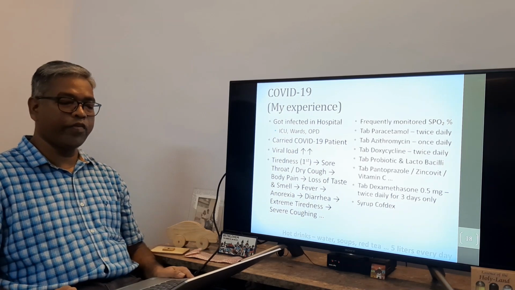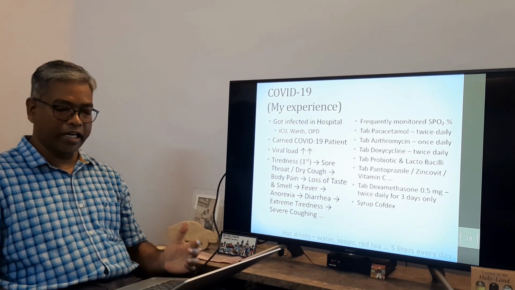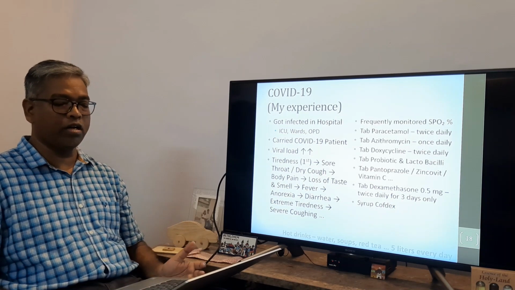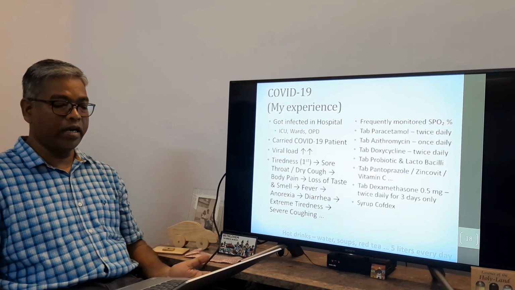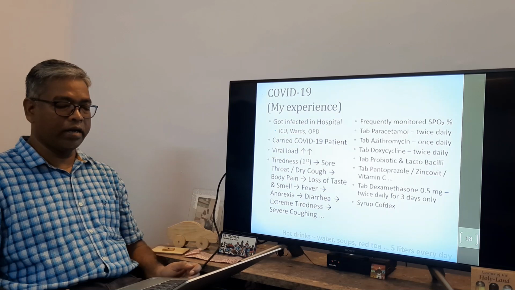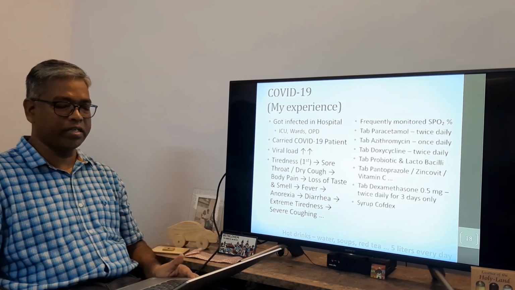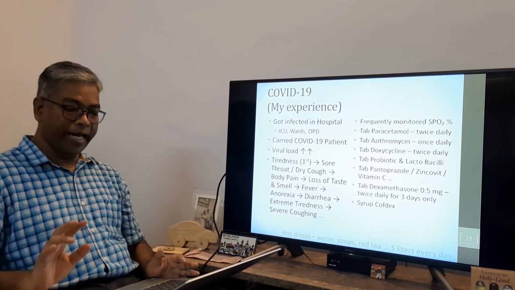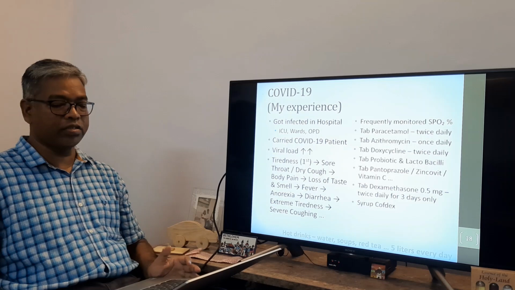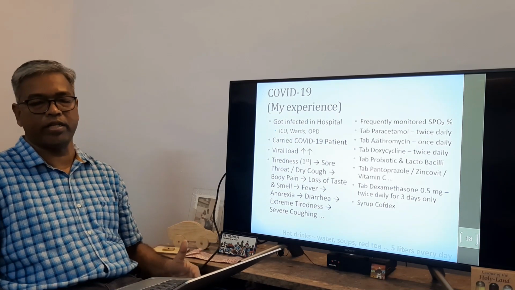And I frequently monitored my oxygen saturation, and I mainly took paracetamol, azithromycin, doxycycline, probiotic and lactobacilli, pantoprazole, and of course Zincovit and vitamin C, dexamethasone as I said, and cough syrup. But routinely I took the first four, that is paracetamol, azithromycin, doxycycline and probiotic, lactobacilli.